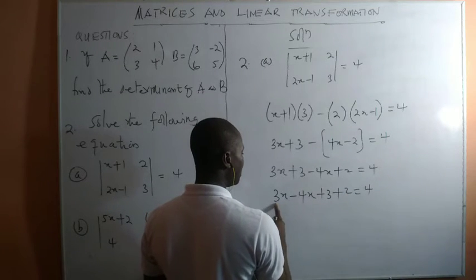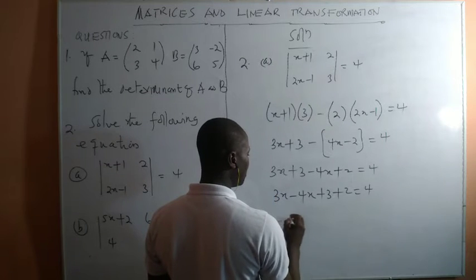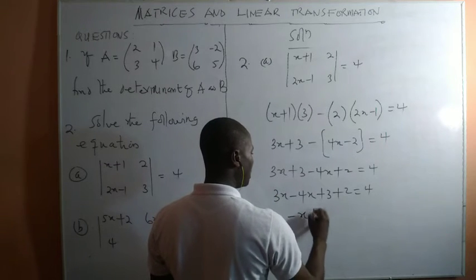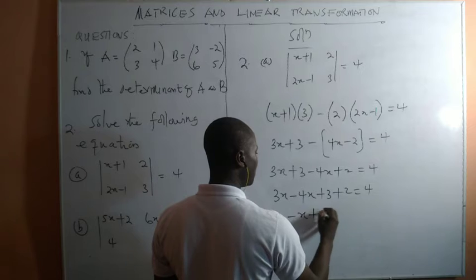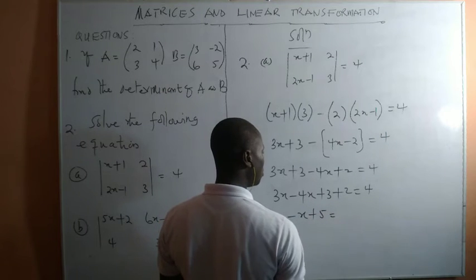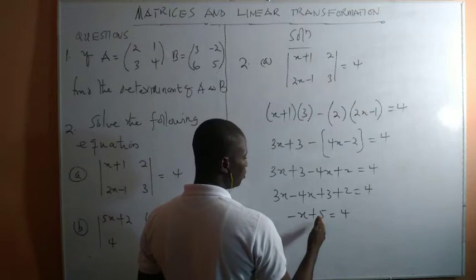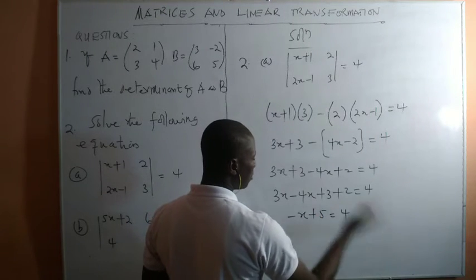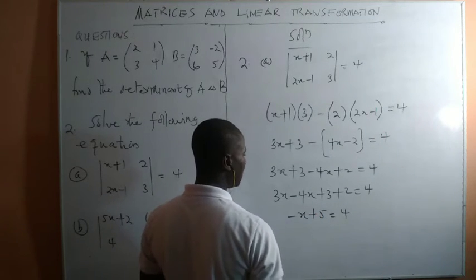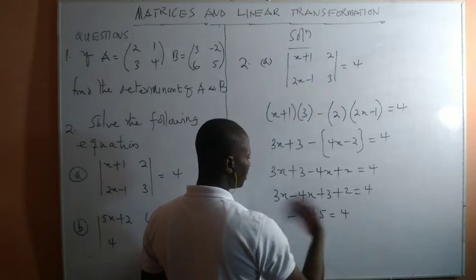Now 3x minus 4x gives us minus x. Then we have plus 3 plus 2, which gives us 5, and this will be equal to 4. So now we can choose to group the constant on the right hand side or the constant on the left hand side. Now let's group the constant on the left hand side.